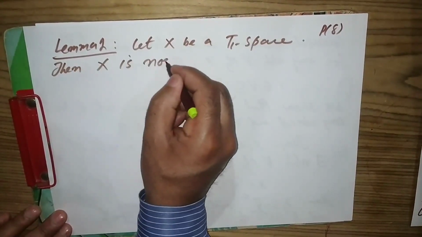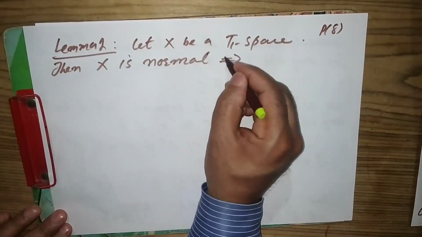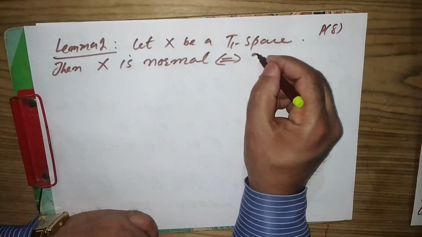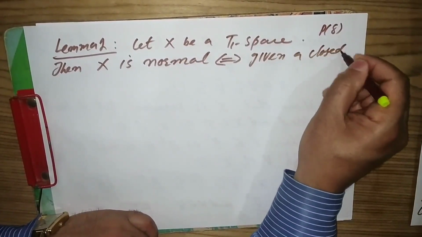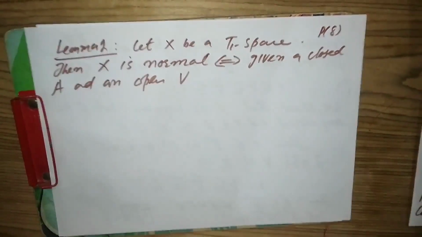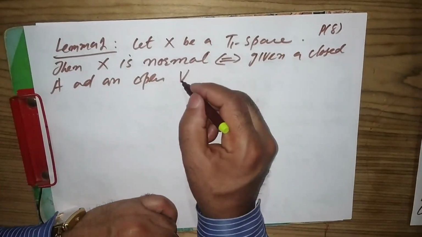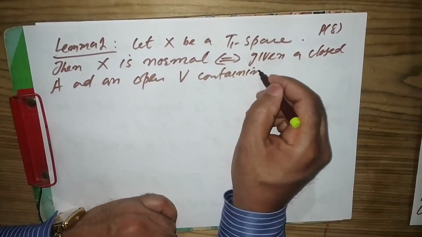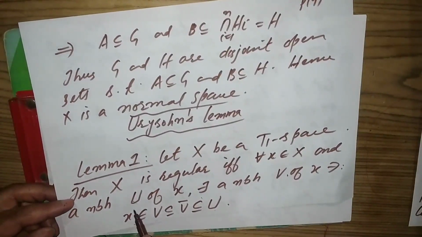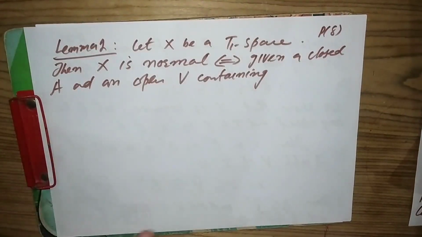Then X is normal if and only if, given a closed set A and an open set V containing A, there is an open set... Normal means any two disjoint closed sets can be separated by disjoint open sets. This is actually a general case of the earlier lemma, because there we had a point x and a neighborhood U of x, and here instead of a point we have a set A contained in it.